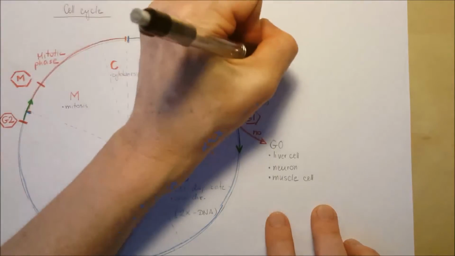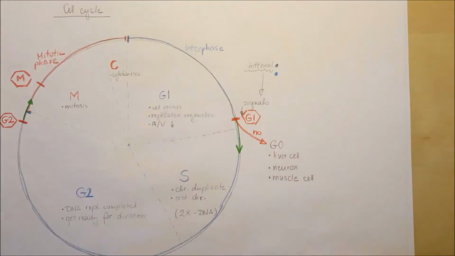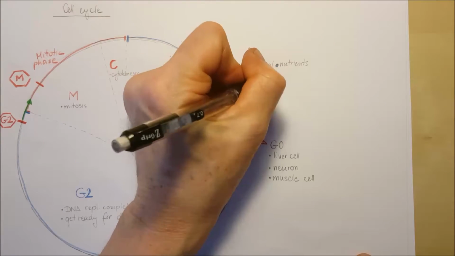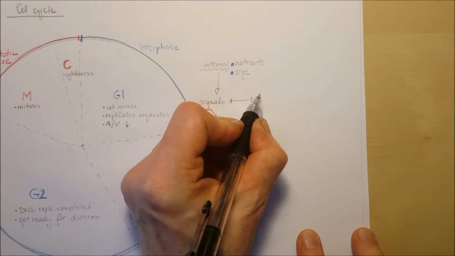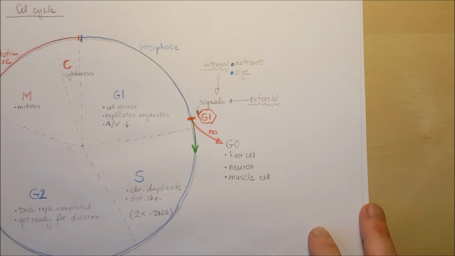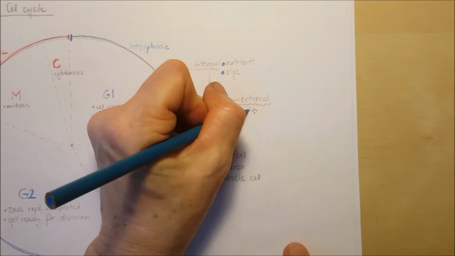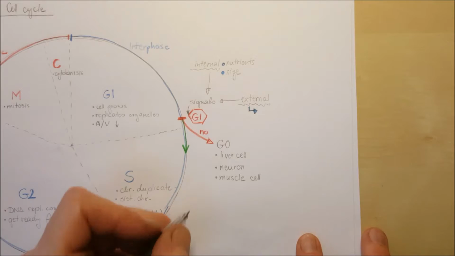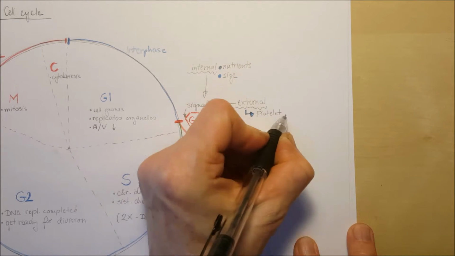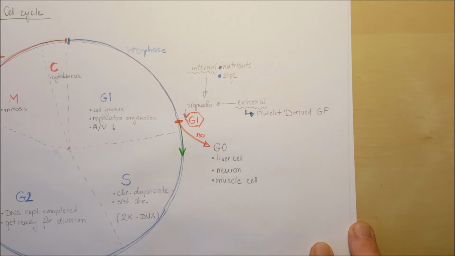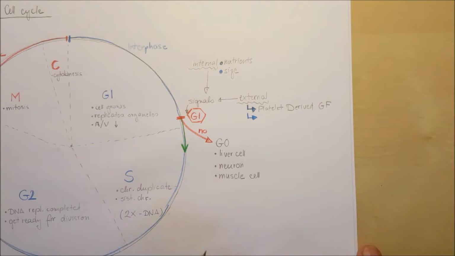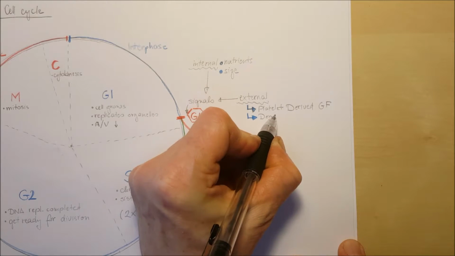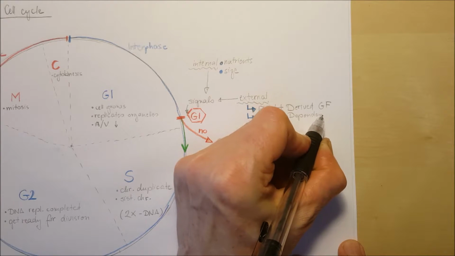So these checkpoints are driven by signals. The signals can be internal signals, the amount of nutrients, amount of waste, and the size of the cell, as well as external stimuli or signals. For example, the platelet-derived growth factor makes the fibroblasts, a special type of cells around the injury, proliferate, to start to reproduce more frequently.